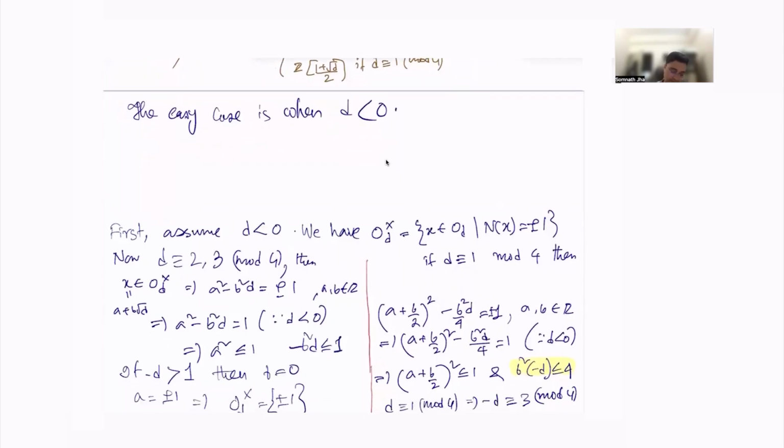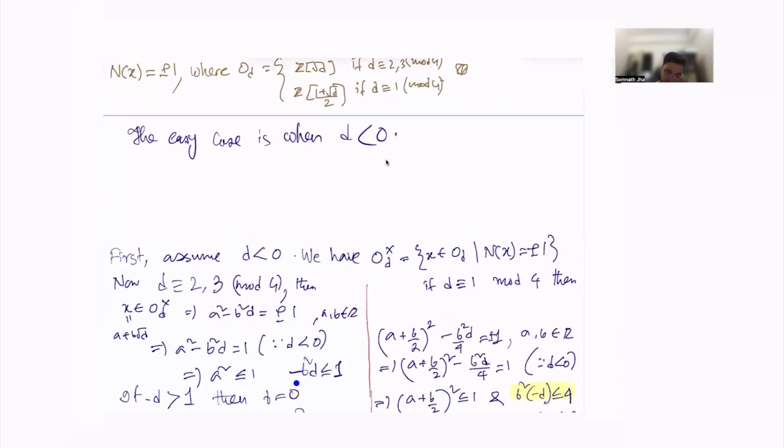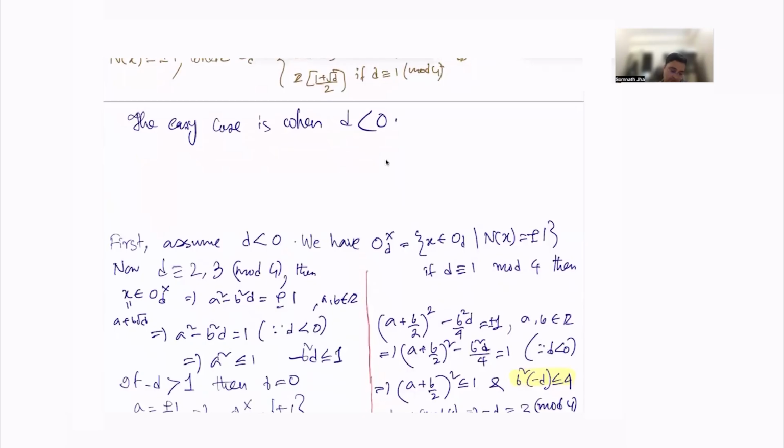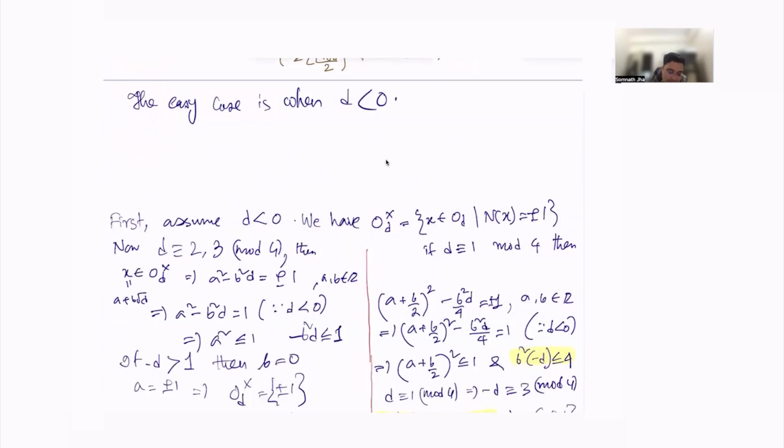Now look at this guy first. Minus b squared d is less than or equal to 1. So if minus d is greater than 1, okay, minus d is 2 or 3 or whatever, then b squared is an integer, so this can never be less than or equal to 1. So the only possibility is b is equal to 0. So if b is equal to 0 and a squared is less than or equal to 1, that means a could be equal to plus or minus 1. So for this case, the only units are plus 1 and minus 1. So after all this theory, we got that the two units are plus or minus 1.